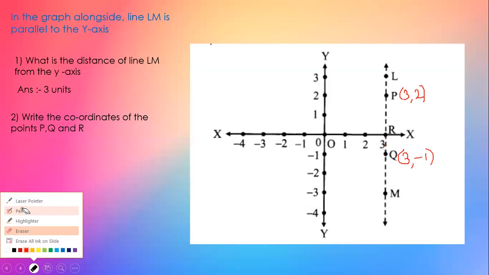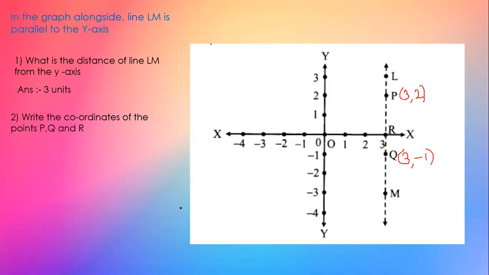Now, the last point is point R. So where is R? I can see it over here. This point is on the axis, which means one of the coordinates will be 0. Since this point is on the x-axis, the y coordinate will be 0. So, let us write the coordinates of point R. The x coordinate is 3. You can see here. And what will be the y coordinate? It will be 0 because the point is on the axis, right?